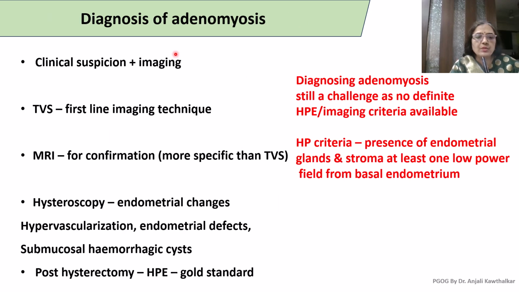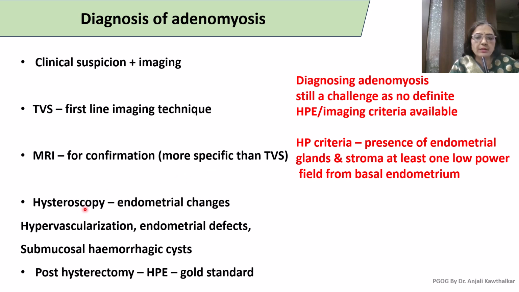Now, how is it diagnosed? There is a clinical suspicion. We have already seen symptoms and signs, and then we go for imaging. The first line imaging technique for the diagnosis of adenomyosis is transvaginal sonography. Now, if there is any doubt about the diagnosis by TVS, then for confirmation, we go for MRI. MRI is more specific than transvaginal sonography for the diagnosis of adenomyosis.